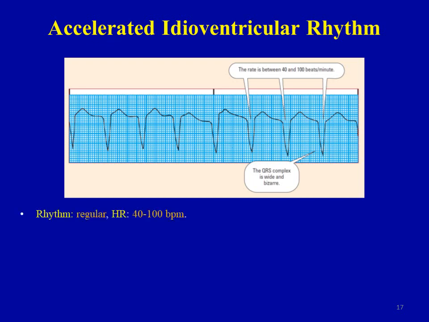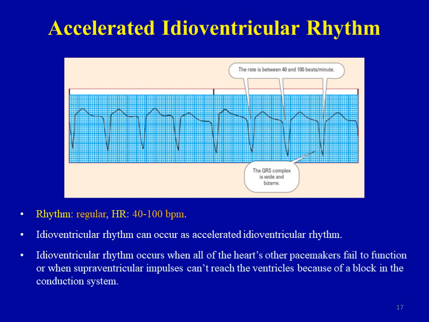The rate is higher. So the rhythm is regular. Heart rate is 40 to 100 beats per minute. The idioventricular rhythm can occur as accelerated idioventricular rhythm. As I said, similar to the previous slide, but it is accelerated where the rate is between 40 and 100. The idioventricular rhythm occurs when all of the heart's other pacemakers fail to function, or when the supraventricular impulses cannot reach the ventricles because of a block in the conduction system.